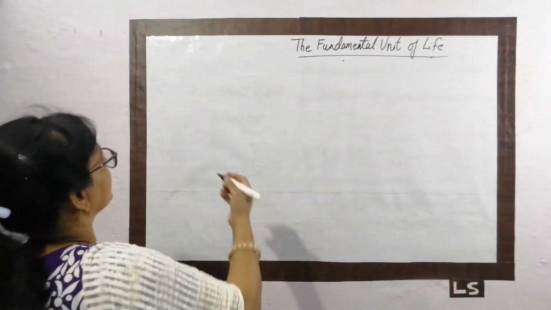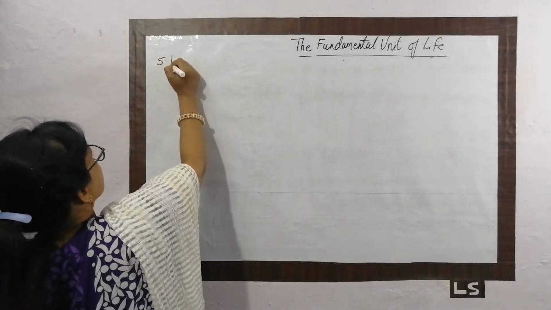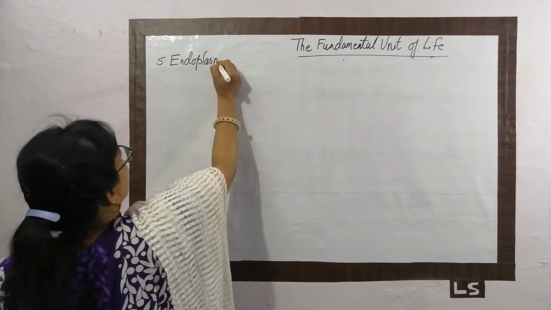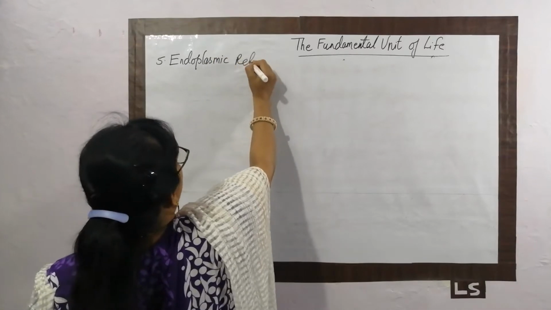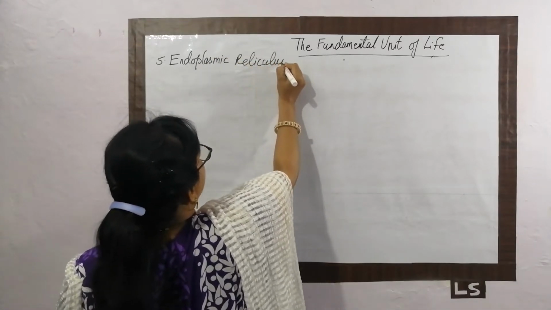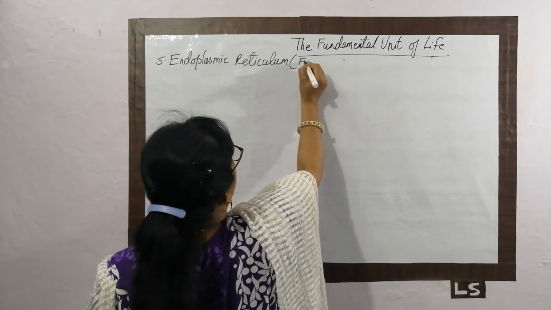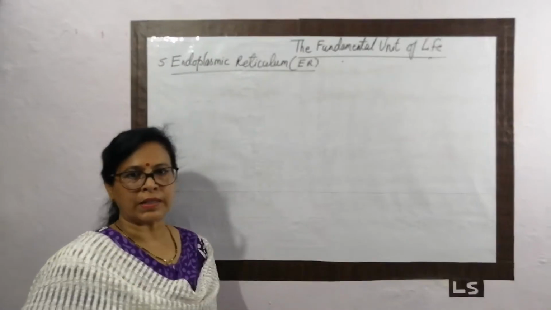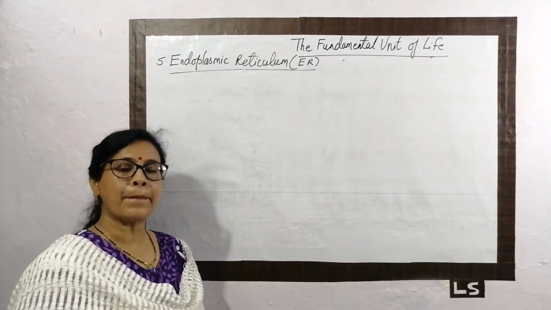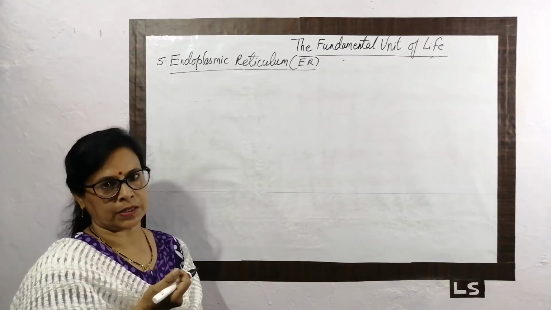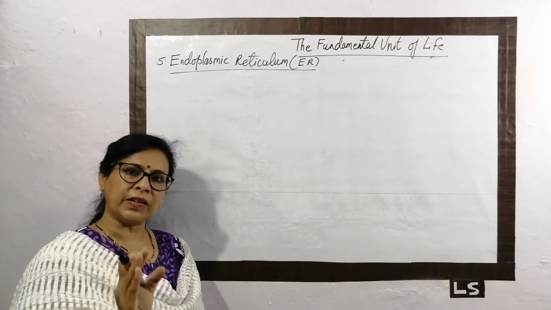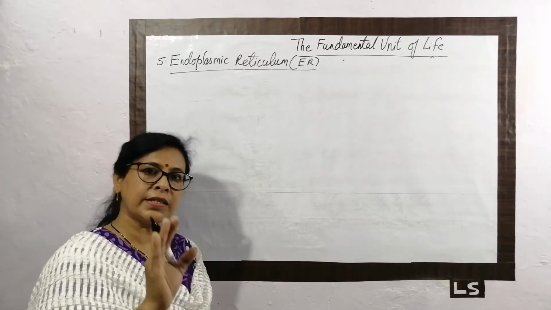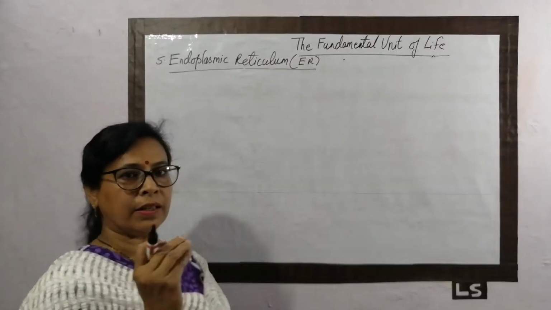So let's look at the endoplasmic reticulum. This is the fifth cell organelle, endoplasmic reticulum. In short, we call it ER. The endoplasmic reticulum, as I told you, is the pathway for transporting substances. And where is it placed? It is placed in the cytoplasm. As I told you earlier, all the cell organelles are placed in the cytoplasm only. It is also present in the cytoplasm.